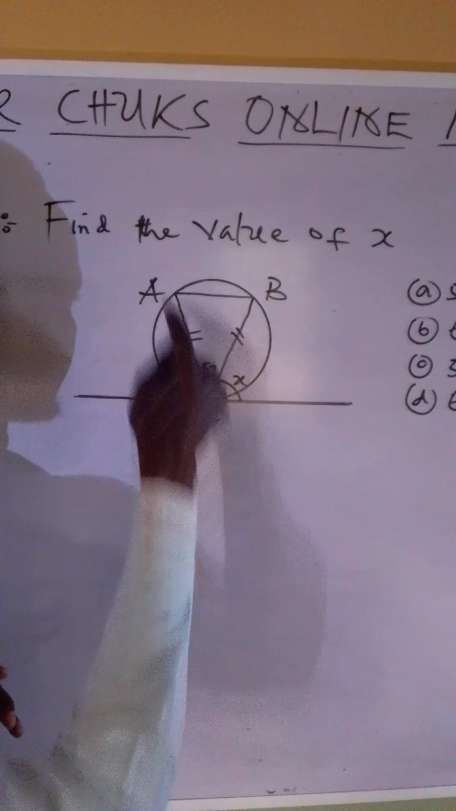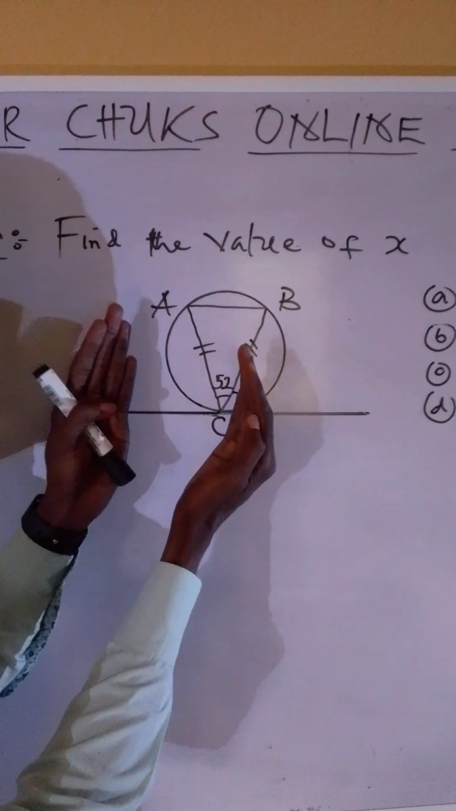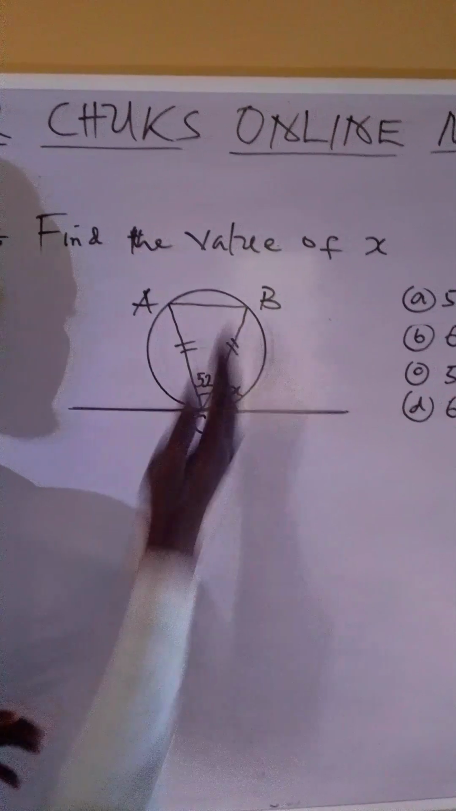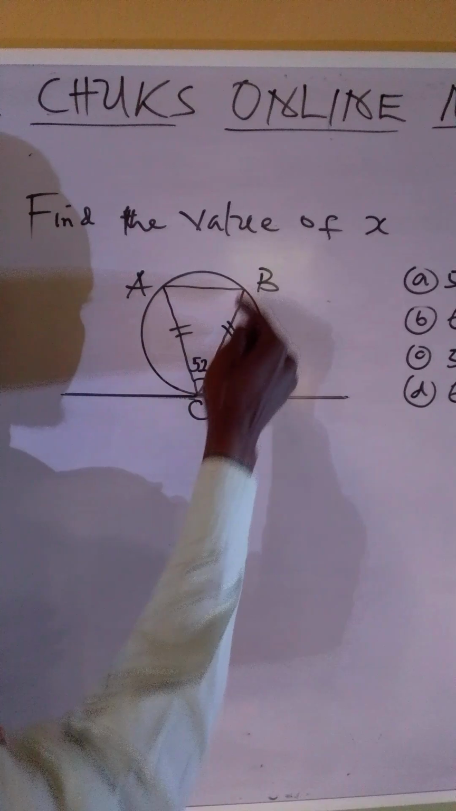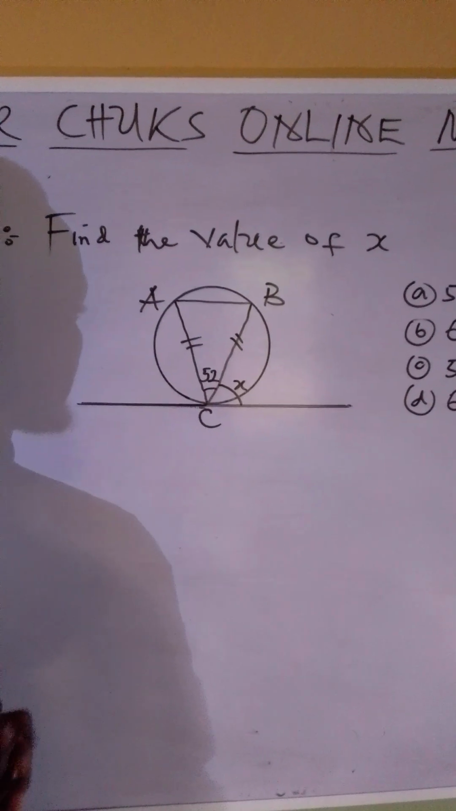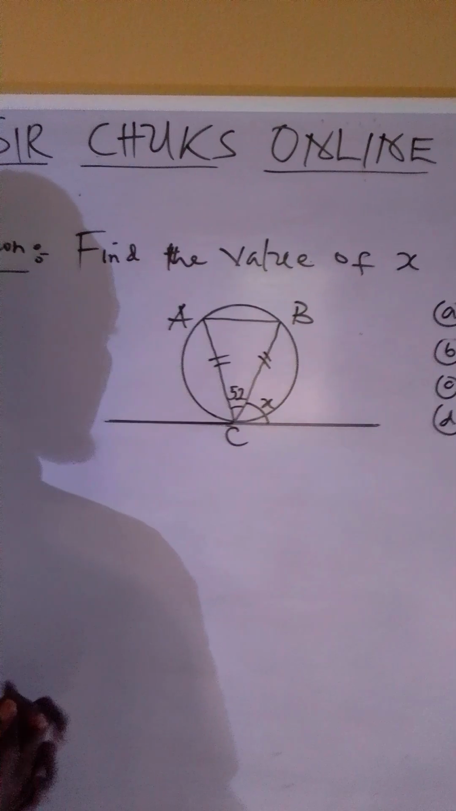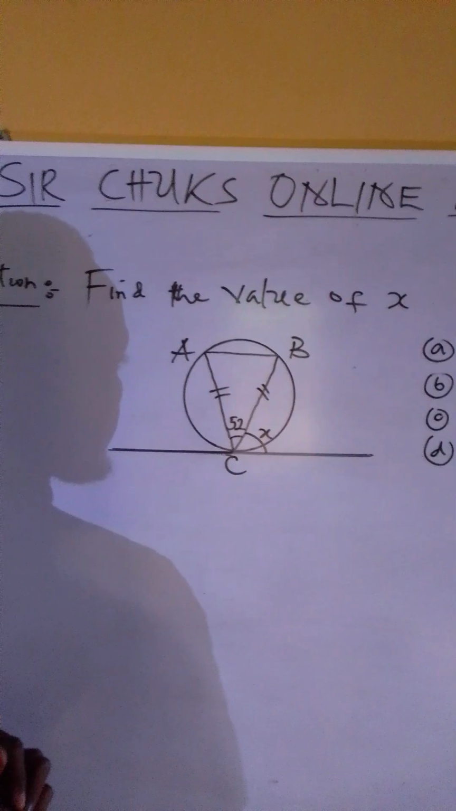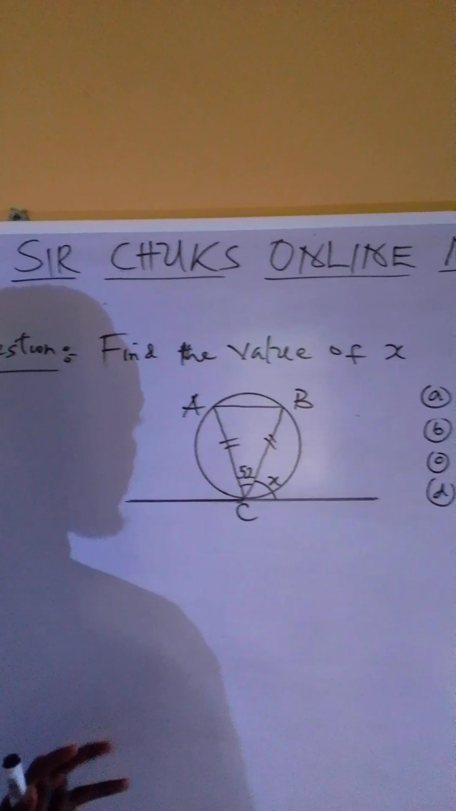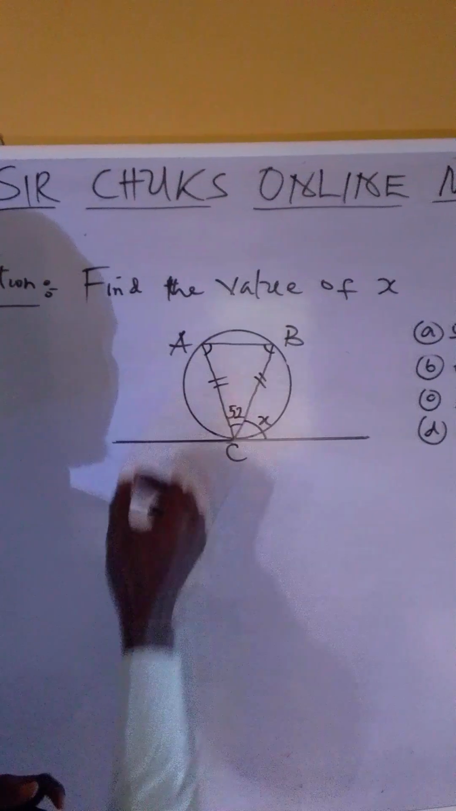Triangle ABC. Now, looking at the two sides of this triangle, they have marks on them. They are marked with a line, meaning that this side is equal to this side. In my previous video, I told you that when two sides of a triangle are marked with a line or lines, it shows that those two sides are equal. A triangle whose two sides are equal is called an isosceles triangle. So this is an isosceles triangle, meaning that the base angles are also equal.